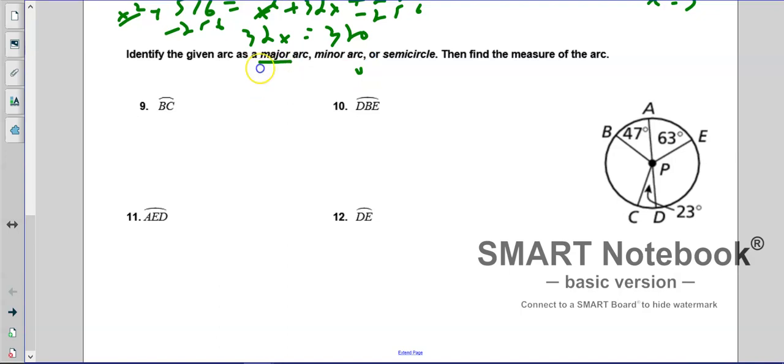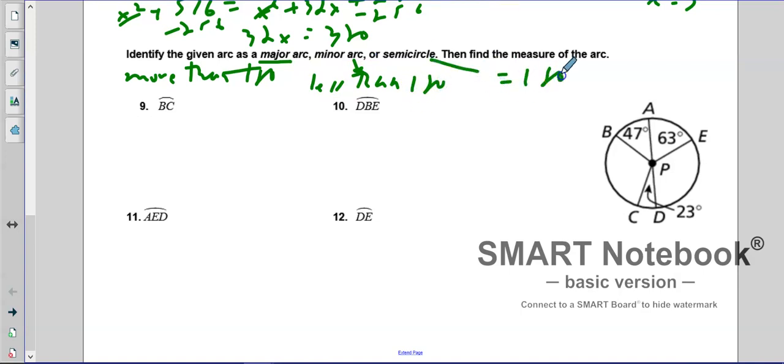So major, more than 180. Minor is less than 180. And a semicircle is exactly 180. So you're looking for the diameter. When you're looking for a semicircle, you're looking for the diameter. Okay? So BC, again, I like to highlight these. So BC goes this way. All right? Well, that is a minor arc.